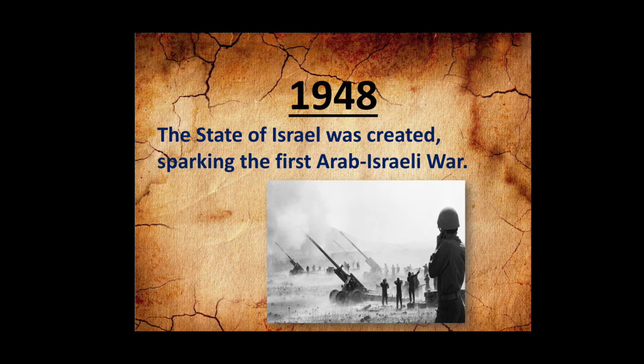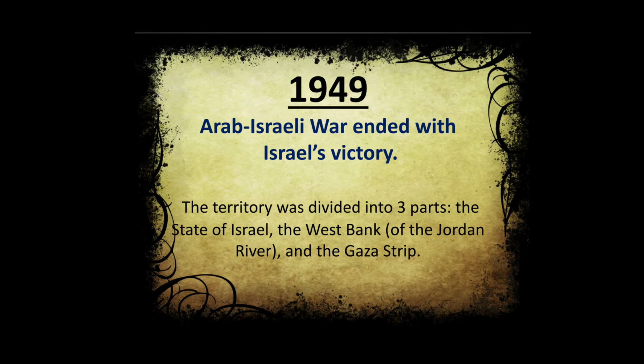On May 14, 1948, the State of Israel was created, sparking the First Arab-Israeli War. The war ended in 1949 with Israel's victory, but 750,000 Palestinians were displaced and the territory was divided into three parts: the State of Israel, the West Bank of the Jordan River, and the Gaza Strip.